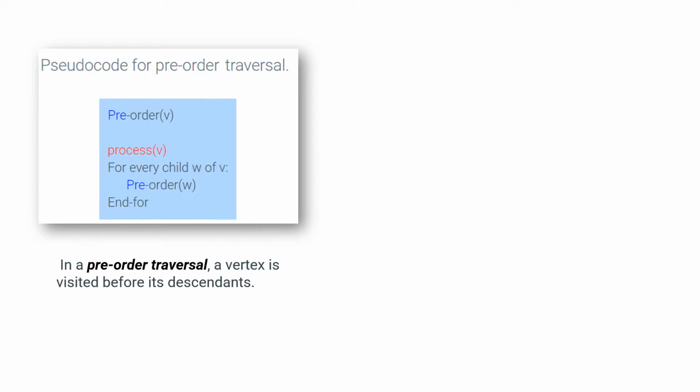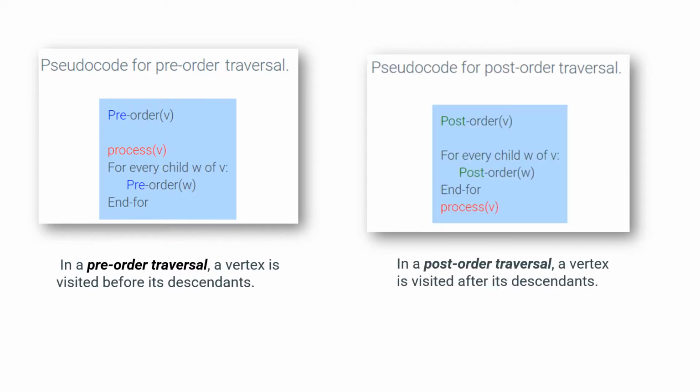So you see that the fact that the process statement here, this red statement, is at the beginning, before the loop, before looking at all the children, it makes sense that that would be the pre-order traversal.